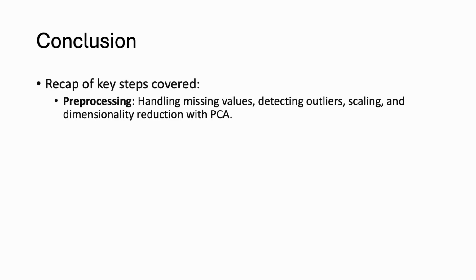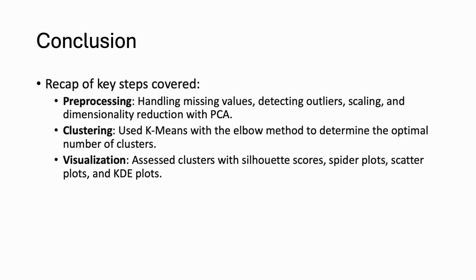Alright folks, we've come a long way. Let's do a quick recap of what we've achieved today. We started by exploring a dataset of credit card customers and diving into some heavy-duty pre-processing. We handled missing values, detected outliers, scaled the data, and even threw in a bit of dimensionality reduction magic with PCA to make sure our model stayed sharp. After that, we jumped into the exciting part, clustering with k-means. We used the elbow method to figure out the optimal number of clusters and ran k-means to segment the customers into 4 groups.